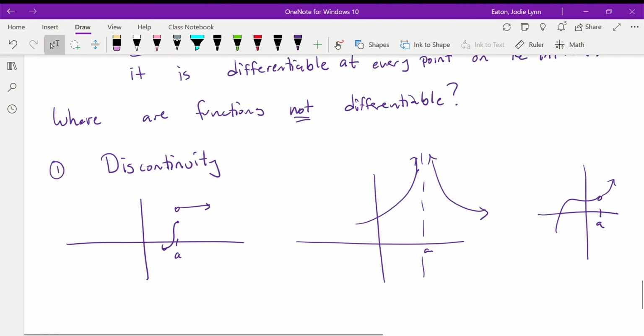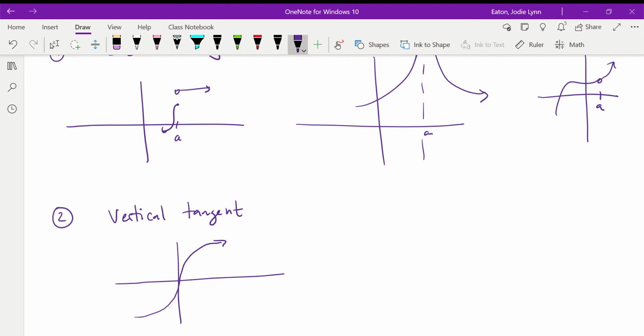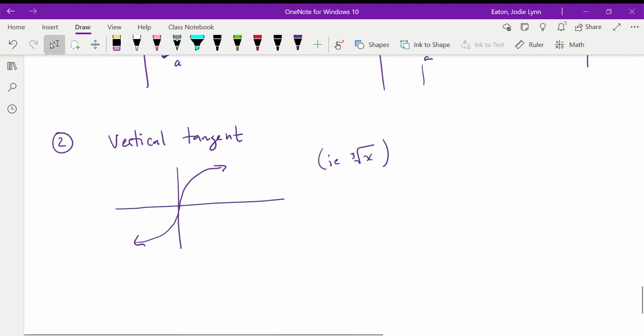Okay, so how else? We may have a vertical tangent. That is another way: if we have a vertical tangent line, which does occasionally happen with a function. One example of that is the cube root of x, which will have a vertical tangent. So that is a vertical tangent and it is not differentiable at that point.